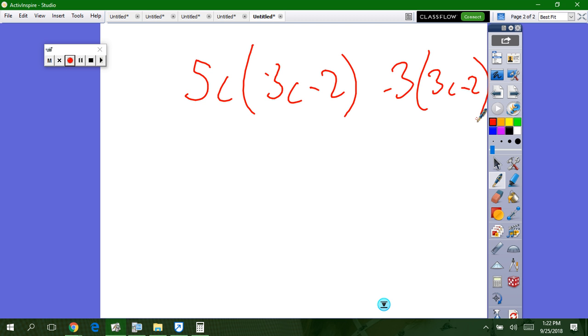Okay, ladies and gentlemen, what do these guys have in common? They have a 3C minus 2. Look at you! Some people say gingies don't know anything, but I disagree.